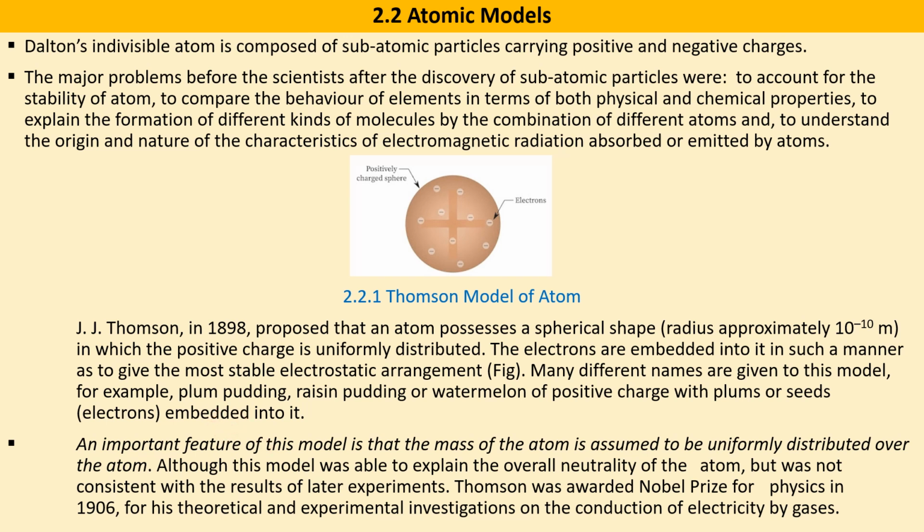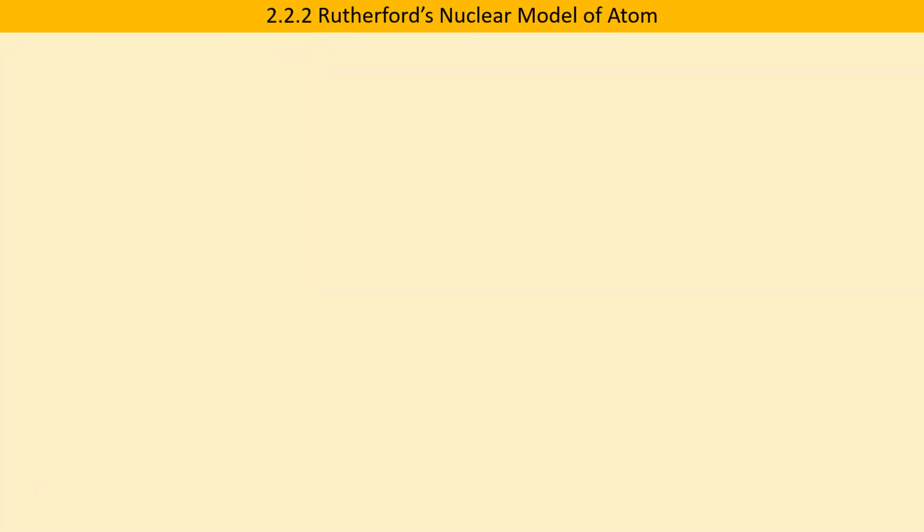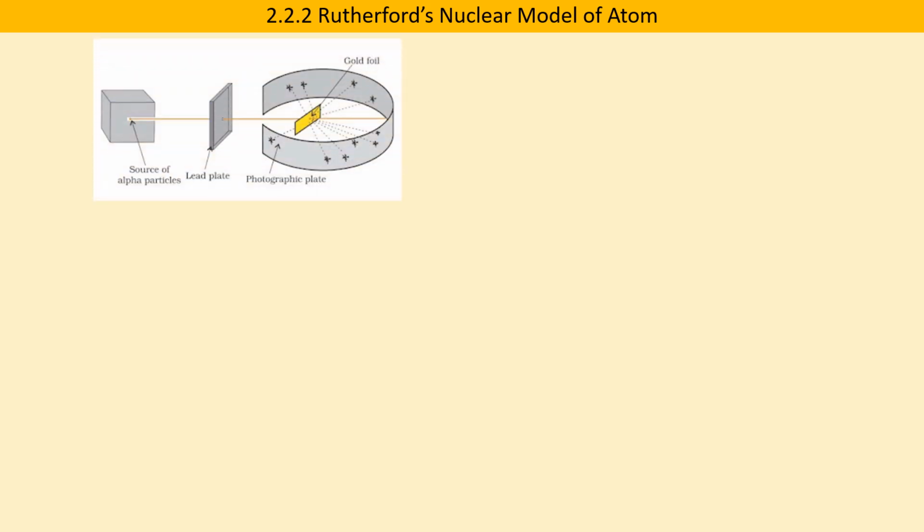Please note down important points. Next model is Rutherford's nuclear model of the atom. Rutherford and his students Hans Geiger and Ernest Marsden bombarded a very thin gold foil with alpha particles.